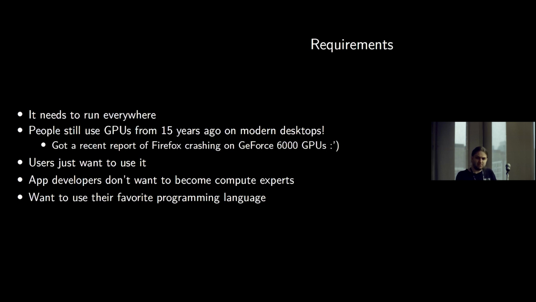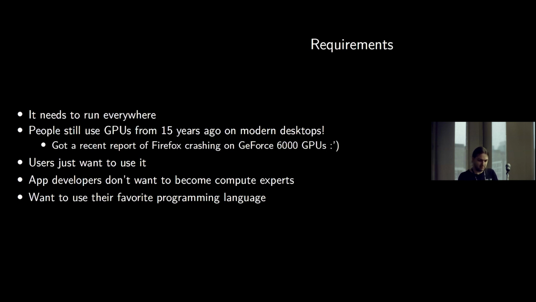App developers usually don't want to become compute experts before accelerating their 10 lines of code to reduce power consumption or increase power efficiency. So the motivation to actually learn something new, which they aren't familiar with, is also pretty low generally. And they also want to use their favorite programming language. There are a lot of applications written in C or C++ or Python or even Rust today, and a couple of others.